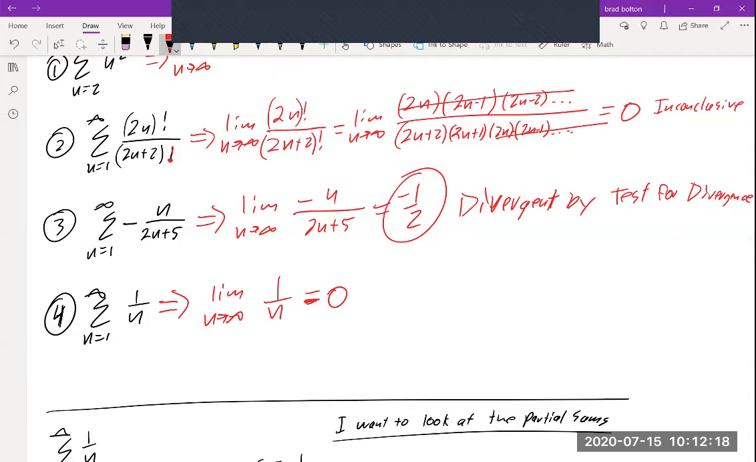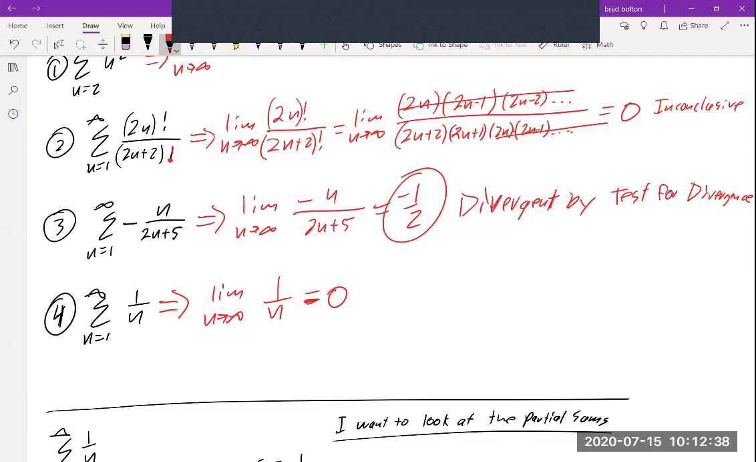As it turns out, this is a very important series. This is called the harmonic series. It's one of the most basic series that has a limit of the sequence that equals 0, but it actually is a divergent series.